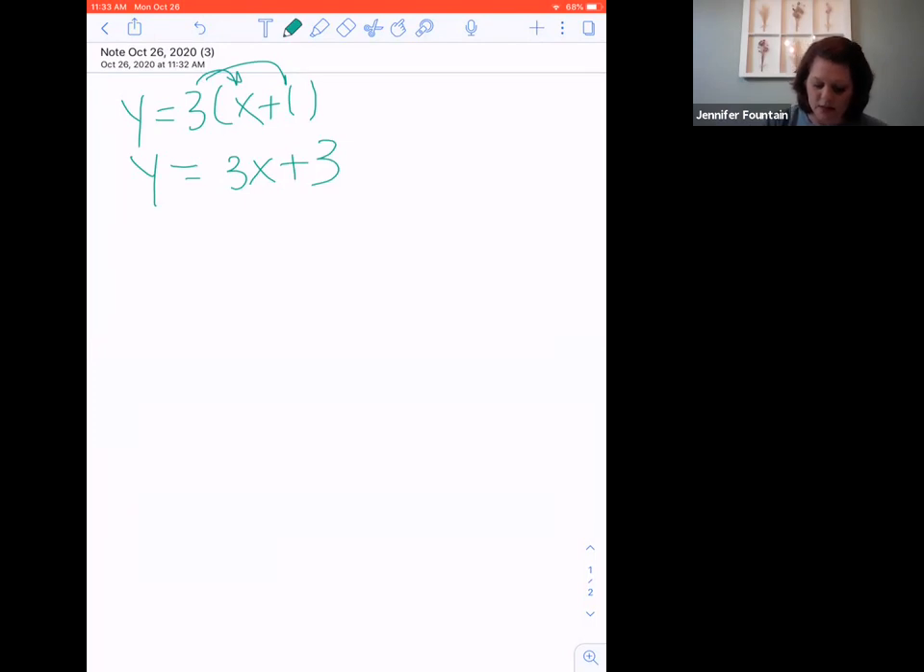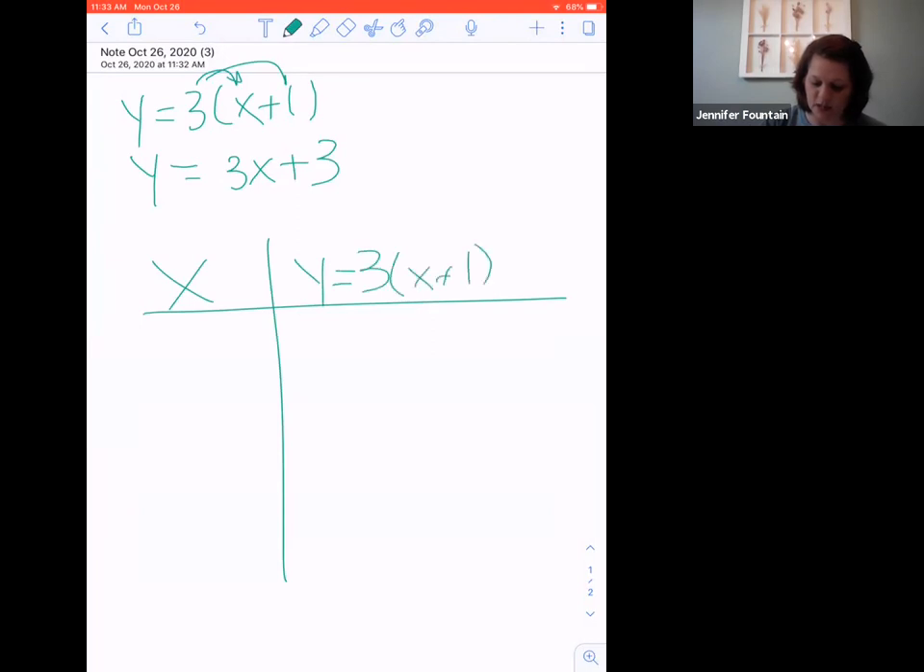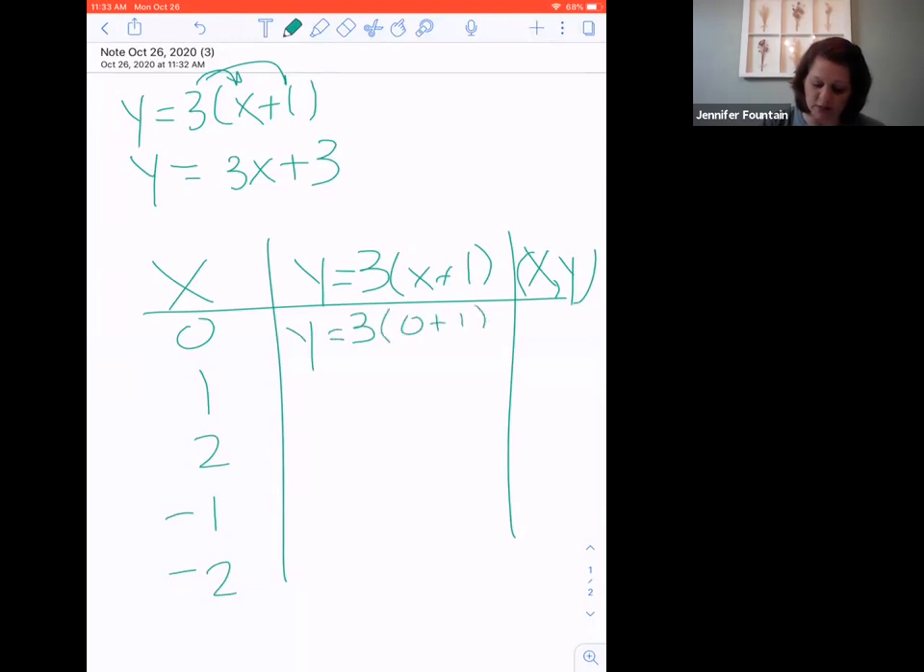Okay, so y equals 3 times x plus 1, and then x, y. Okay, so 0, 1, 2, -1, -2. So if I did that, I had y equals 3 times 0 plus 1, and I distributed: 3 times 0 is 0, 3 times 1 is 3. So 0 plus 3, I've got 0, 3. Okay, y equals 3 times 1 plus 1. So 3 times 1 is 3, plus 3 times 1 is 3, and 3 plus 3 is 6.